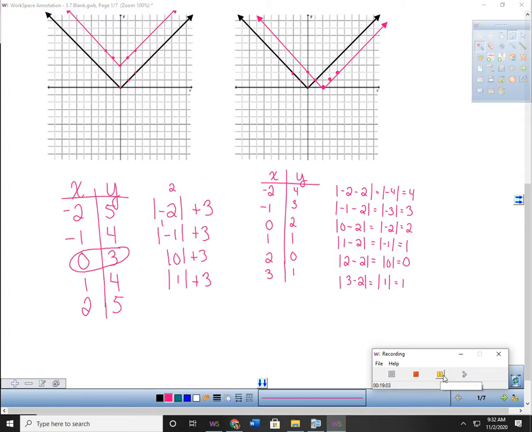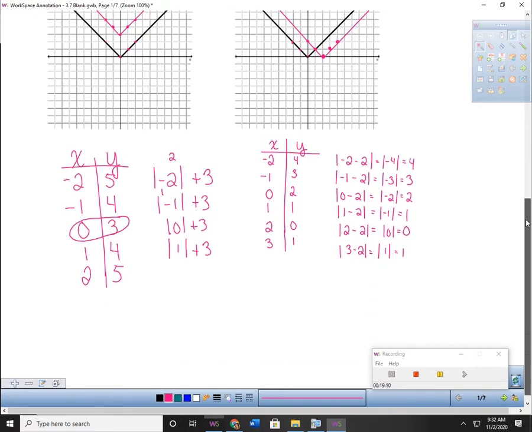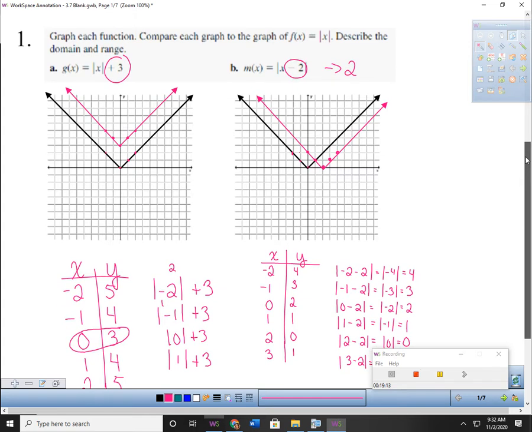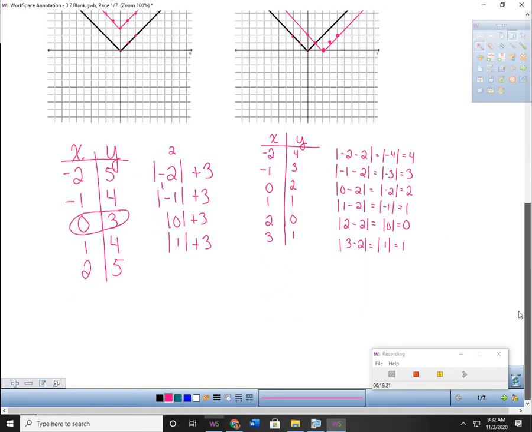All right, let's hop back to numbers 1 and 2 and talk about our domain and range, and we'll do that on both of those. All right, so it says describe the domain and range. Let's just describe the domain and range on both of them, okay? So let's talk about the original. That's the black one, right?